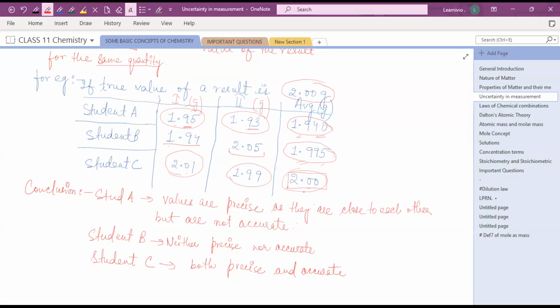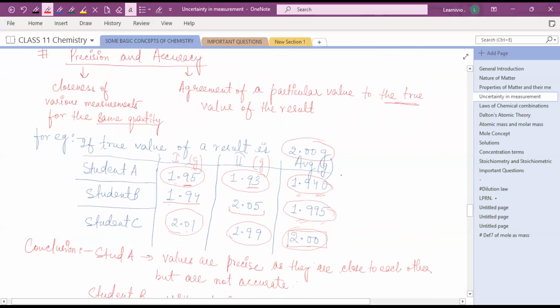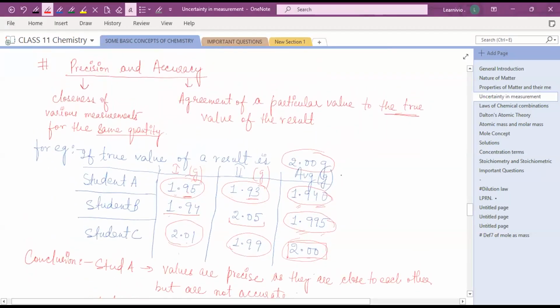Amna? Yes, ma'am, it's clear. Okay, so just write it down, precision and accuracy with this example. Okay, ma'am.